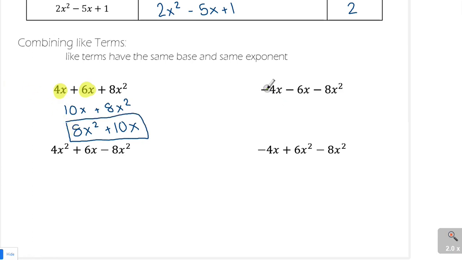Look at the next one. Our like terms here are negative 4x and negative 6x. So when we combine them, negative 4 minus 6 gives us negative 10x. Bring down our negative 8x squared. Then rewrite it in standard form. So our x squared needs to come out front.